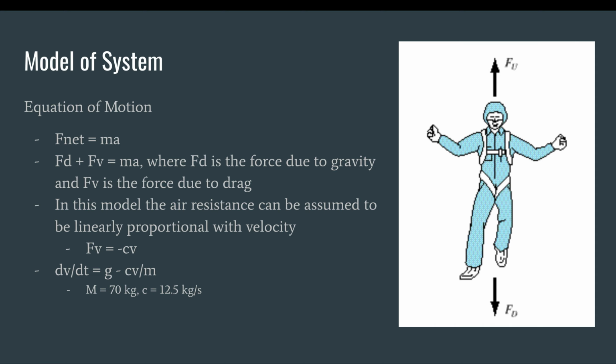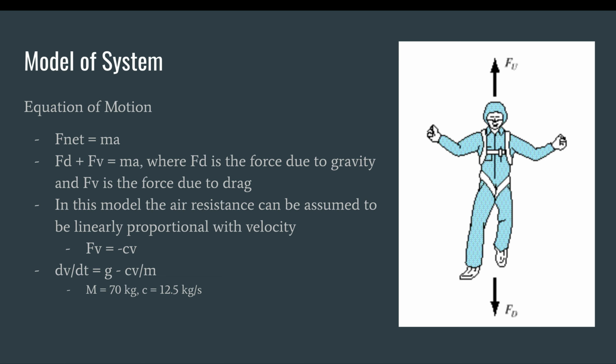So for the model of the system, our equation of motion, we have the sum of the forces is equal to mass times acceleration. The forces here are going to be Fd and Fv, where Fd is a force due to gravity and Fv is a force due to drag. Now don't worry, I know that we should have a minus Fv, but I'll talk about that right now. In this model, the air resistance can be assumed to be linearly proportional to velocity. So Fv is going to equal negative Cv. The negative didn't go away, that's just how we named the variable.